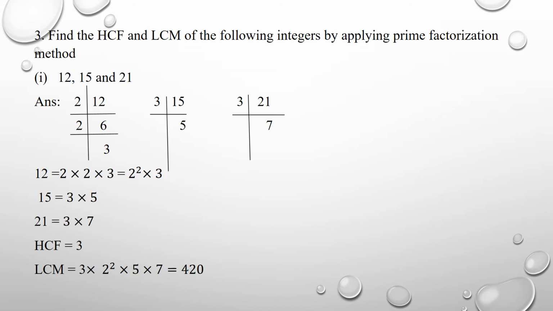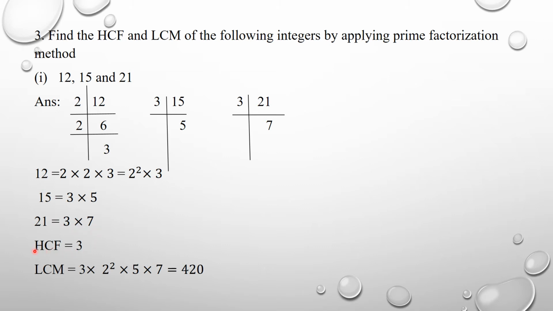Question number 3. Find HCF and LCM of the following integers by applying prime factorization method. Question number 1 is 12, 15 and 21. We can see the prime factorization of 12, 15 and 21, and 12 is written as 2 into 2 into 3, which is 2 square into 3. 15 is written as 3 into 5 and 21 is written as 3 into 7.